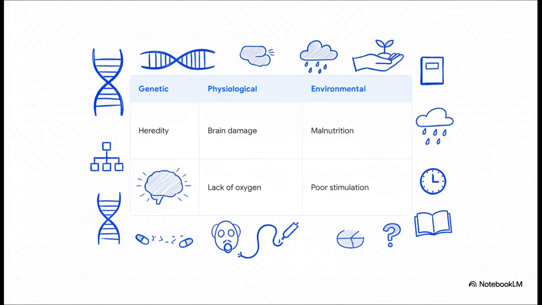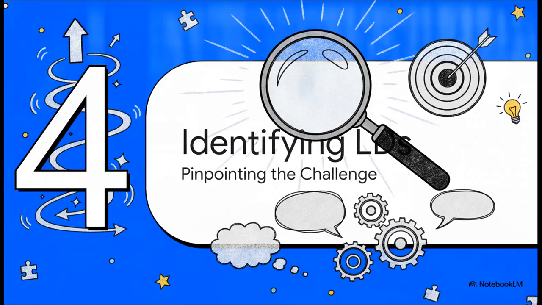This covers external impacts. Things like premature delivery, early malnutrition, a lack of early sensory stimulation, or broad social and cultural deprivation. The massive takeaway here: learning disabilities stem from deep biological or environmental factors that are 100% outside of a child's control. Which leads us to section 4, how to identify LDs, pinpointing the challenge.